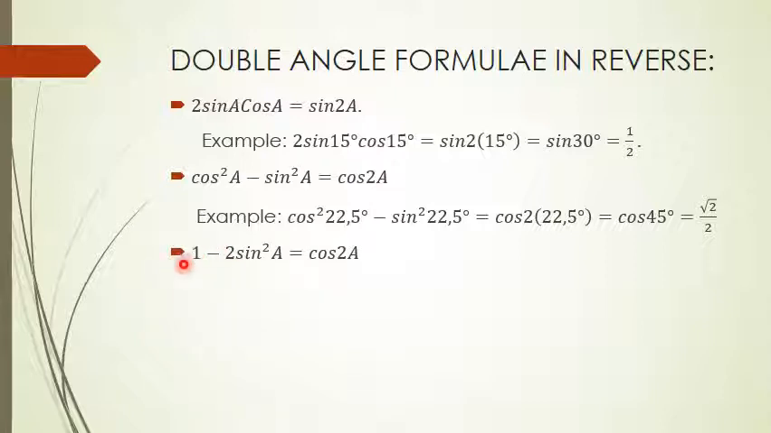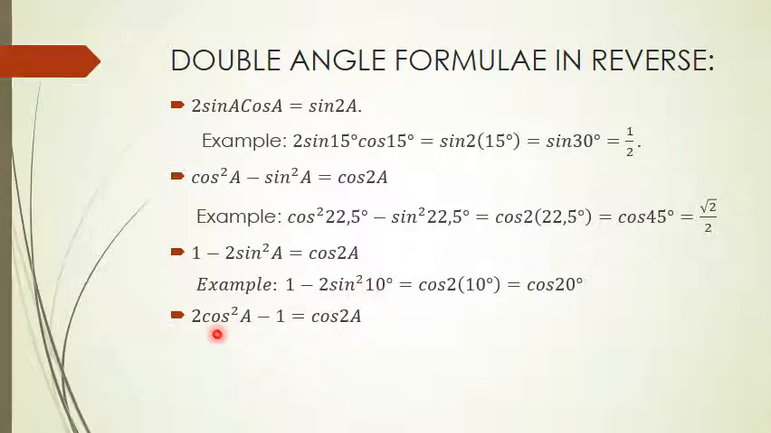The second version for the double angle formula for cosine: 1 minus 2 sine squared A equal to cos 2A. Let's have an example of how to use it. 1 minus 2 sine squared 10 degrees equal to cos 2 times 10 degrees, which is cos 20 degrees. Now this is not a special angle, so if we are not allowed to use a calculator, we leave it there.